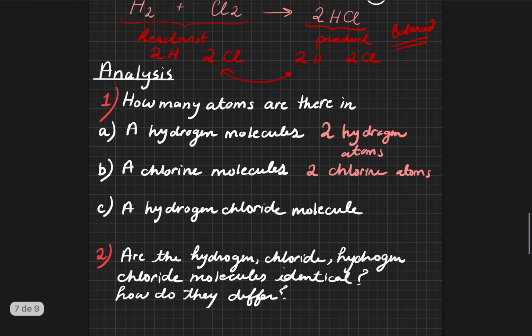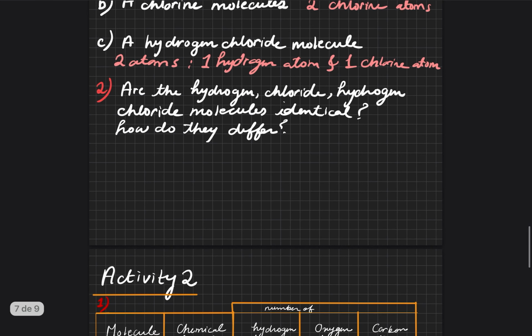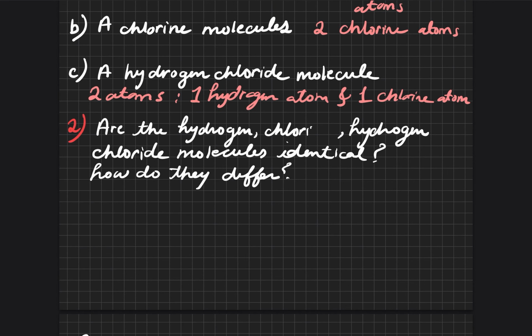So let me write it down here. In the hydrogen chloride molecule, we have two atoms, one hydrogen atom and one chlorine atom. Now, number 2, are the hydrogen chloride and hydrogen chloride molecules identical? I'm sorry, this is chlorine, not chloride here. Let me... Okay.